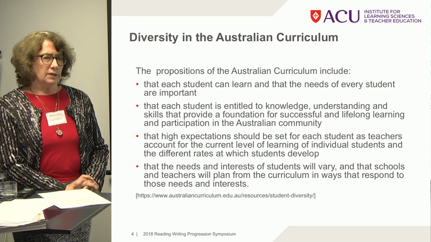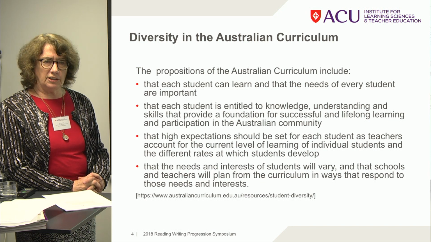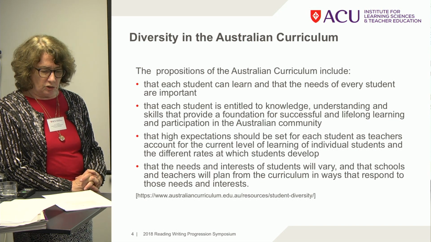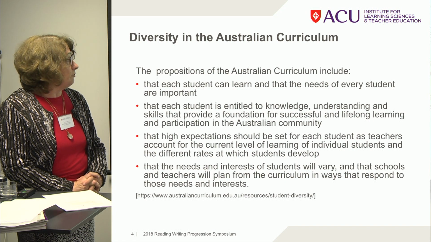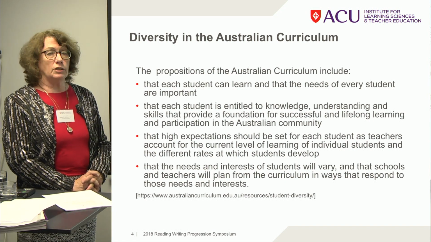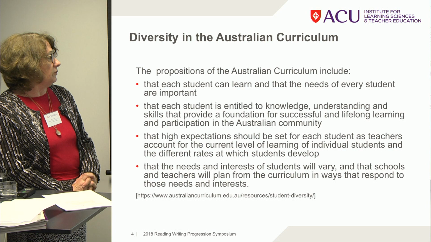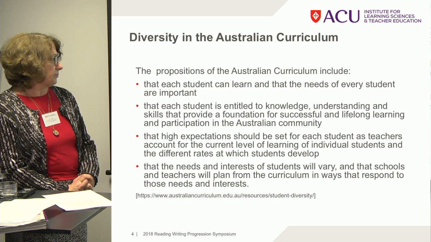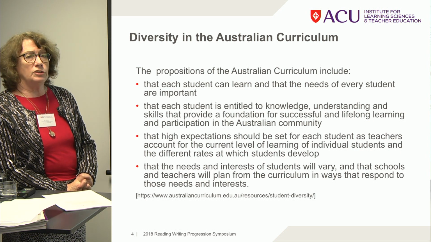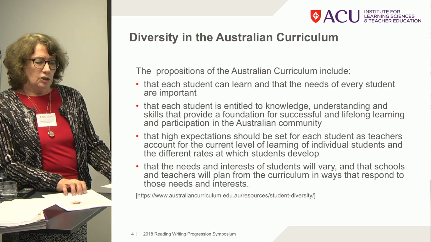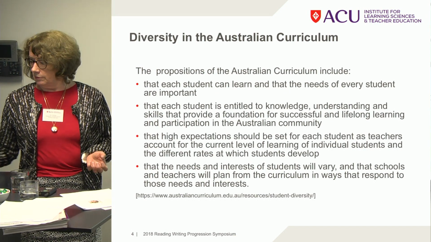When you look at the Australian curriculum, and I know many here will be very familiar with it, you will all have seen the section on addressing student diversity. Basically it says that the propositions of the Australian curriculum include that each child can learn and the needs of every student are important, that every child is entitled to the knowledge and skills they need for successful lifelong learning, that we have high expectations, and that teachers can account for the current level of learning of individual students and the different rates at which students develop. Finally, the needs and interests of students will vary and schools will plan from the curriculum in ways that respond to those needs and interests. So you have students with diversity, but it's very much focused within a singular curriculum, if you like.